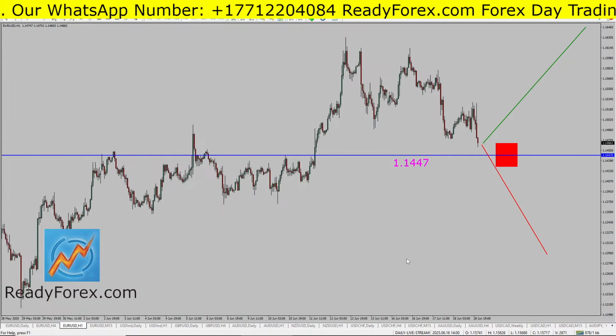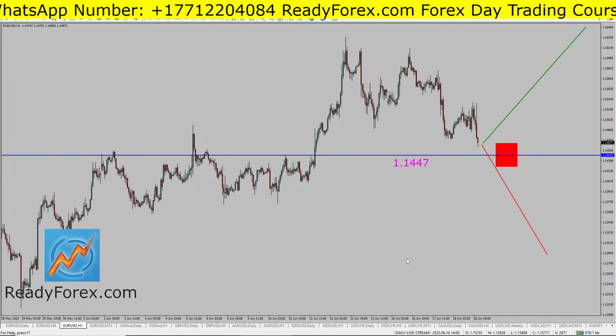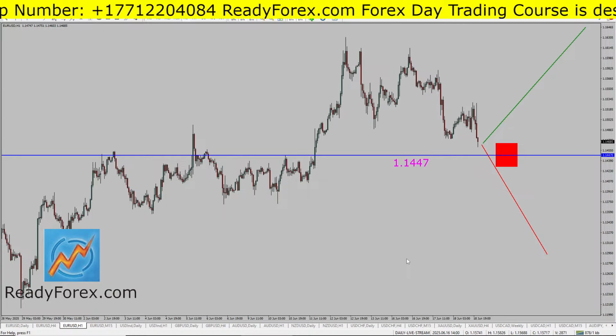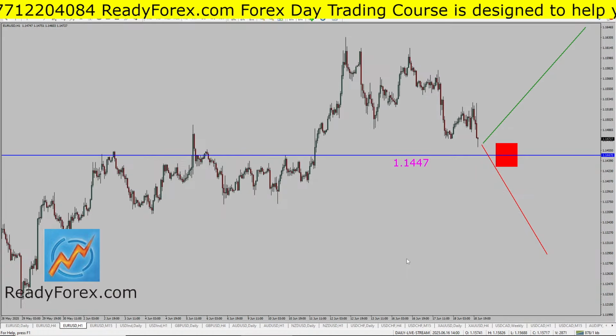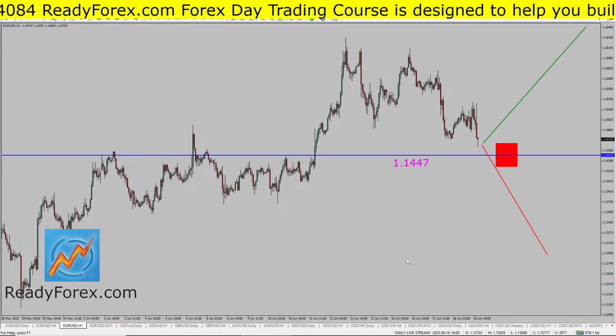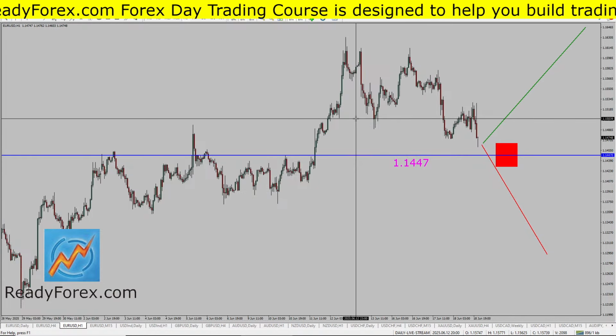Okay, this does not mean you just jump into the market with a sell trade. All it means is that the uptrend is over, it's done, it's finished, and you can start looking for potential sell trading opportunities using a trading strategy.